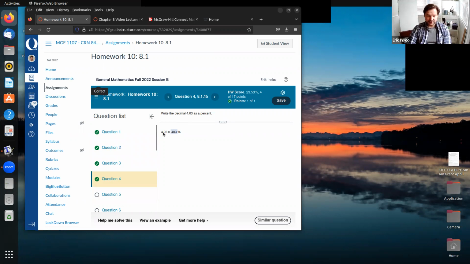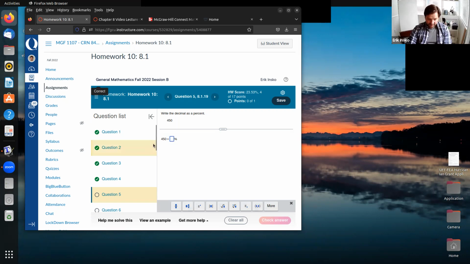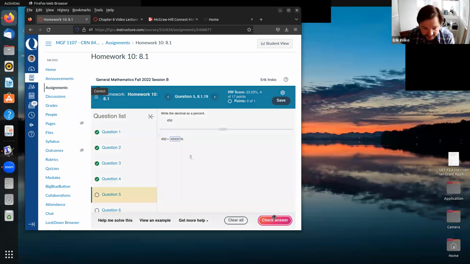Okay, so again, you're just moving the decimal place to the right 2 spots. If you look at that pattern, here I moved the decimal place right 2 spots, then I got the percentage. Here's 403%. Next one, write the decimal as a percent. So 450. If I move that to the right 2 spots, that's 45000. So just adding 2 zeros there.